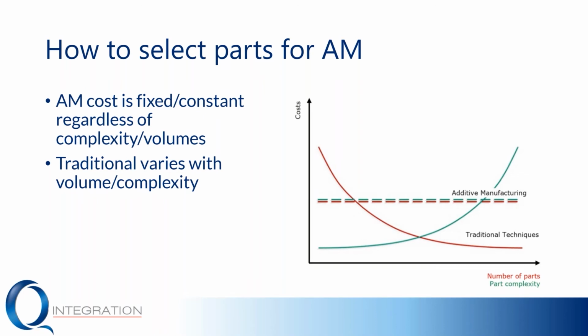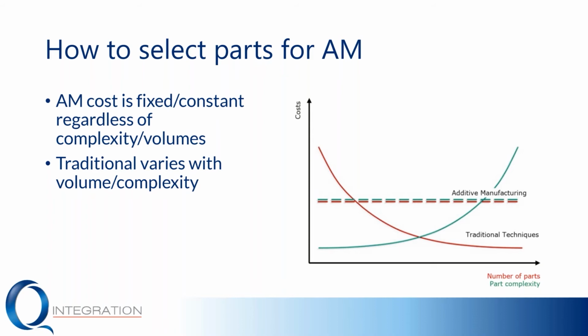So first of all, let's talk about how to select parts for additive manufacturing. And this is not so much a technical discussion as it is an economic discussion. So additive manufacturing part cost is fixed or constant, regardless of complexity or part volume. So no matter what, it is always going to cost the same to manufacture a part regardless of volume. This might change a little bit with some methods. It might have a slight slope to it, but it is relatively constant.